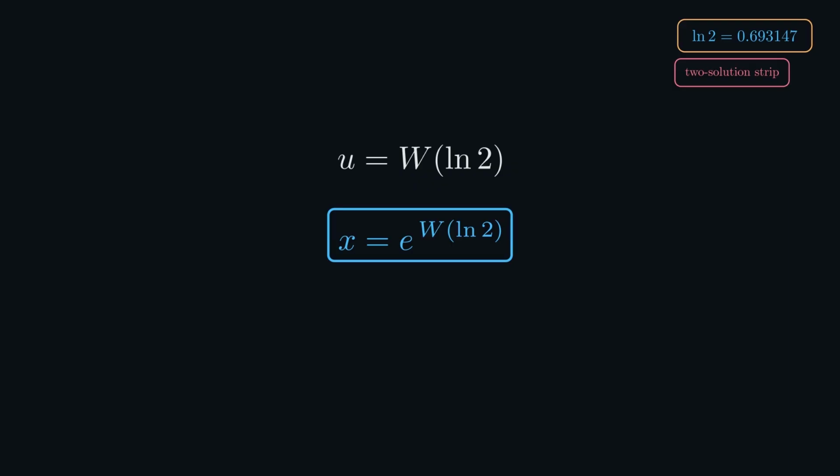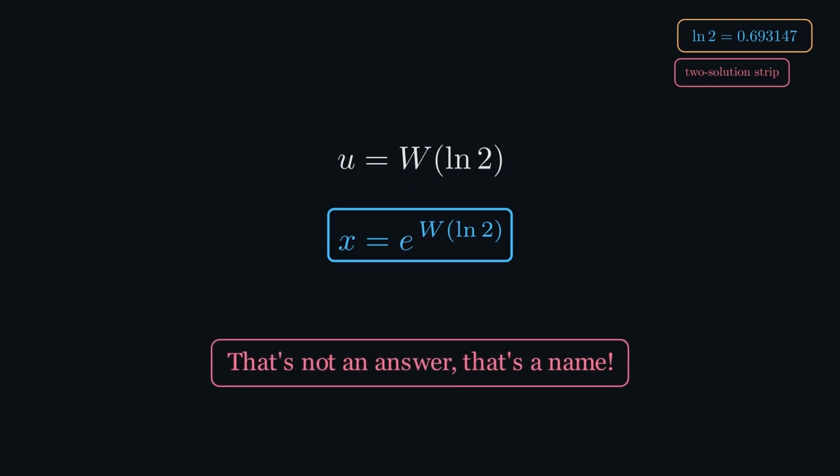But hold on. Hold on. I can hear the objection because I'm making it myself. That's not an answer, that's a name. W of natural log 2, what is it? If I can't turn it into digits with my own two hands, I've just hidden my ignorance inside a fancy letter. So now comes the real test.